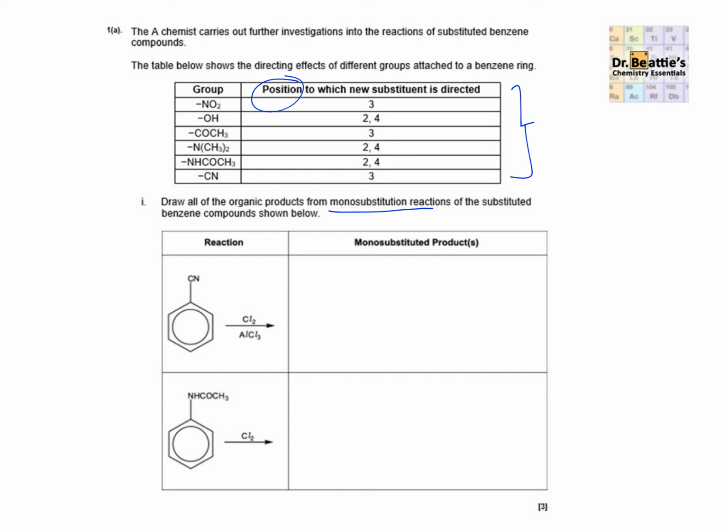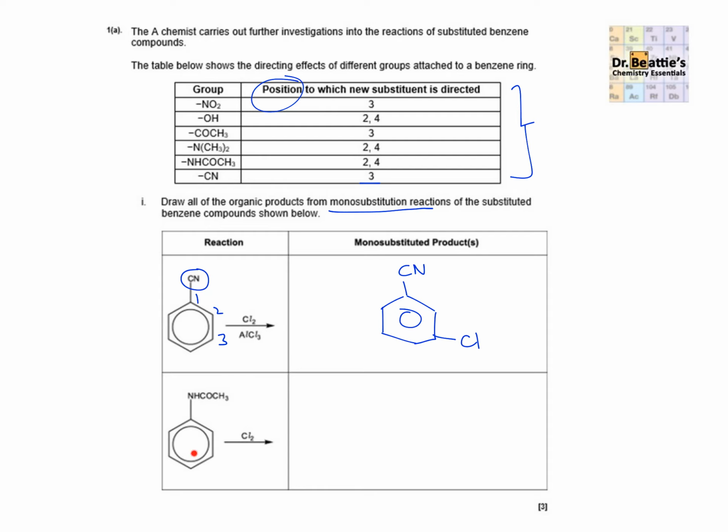So our first one here, we can see we've got this CN, this cyanide, and we know that that adds to position 3. So you've got position 1, 2, and 3 here. It's important to always memorize conditions because we know we've got chlorine here and aluminium trichloride. So we're adding a chlorine on. So your product should look like this. Now the byproduct would, of course, be HCl, but it's only asking you to draw the benzene compounds here.